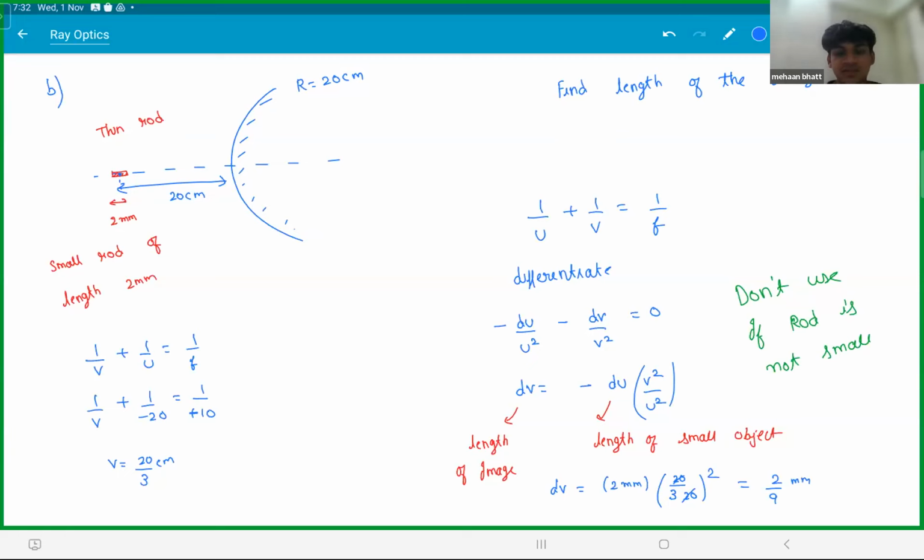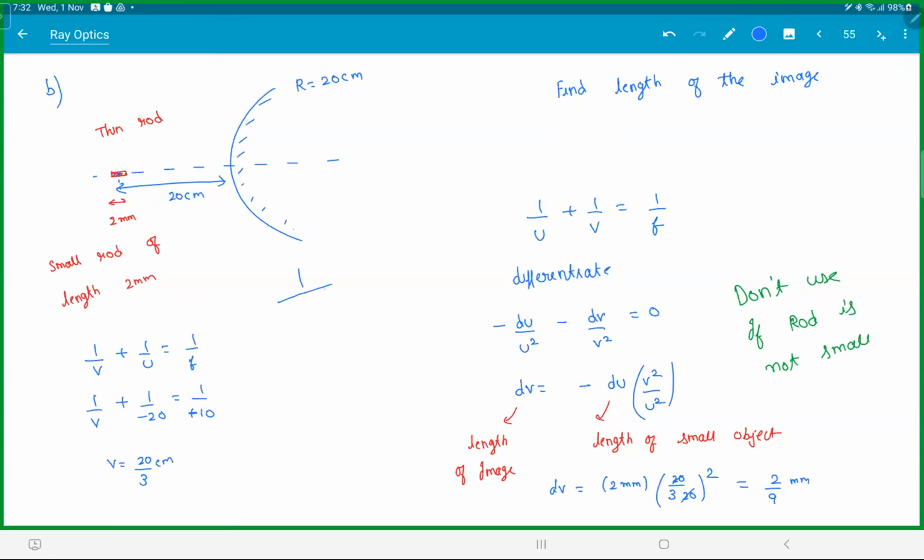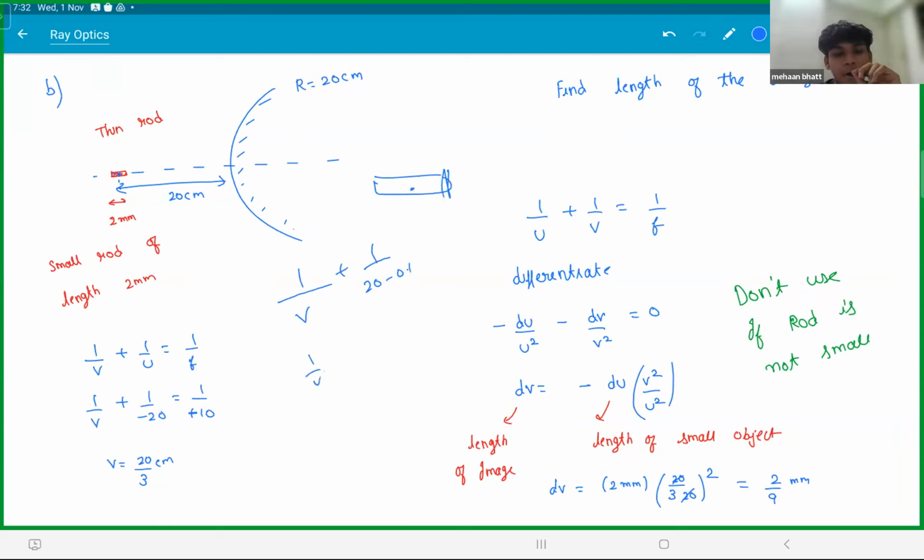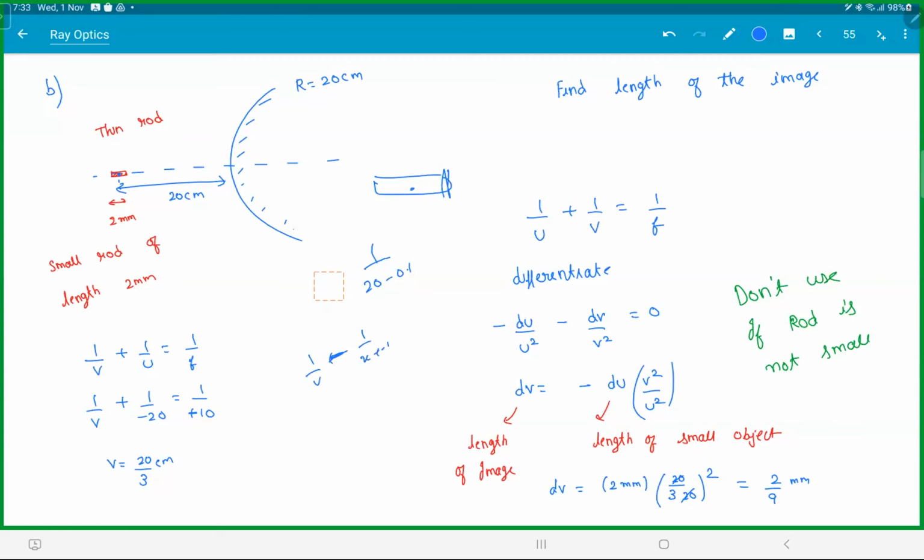Sir, in this question, if we use the previous type of method, why will the answer be wrong? The answer won't be wrong, you will just go mad. Take this side, this distance is 1 mm. So it will be 20.1, and inside will be 1 by 20 plus 0.1. Then calculate and solve, you'll get the same thing. If it becomes too complex, we have to use binomial approximation.